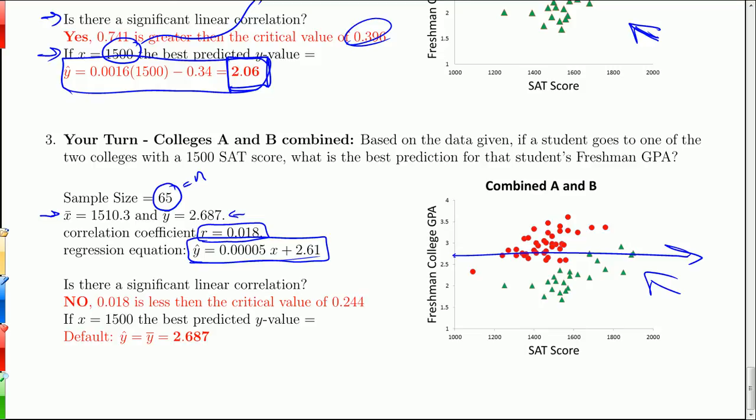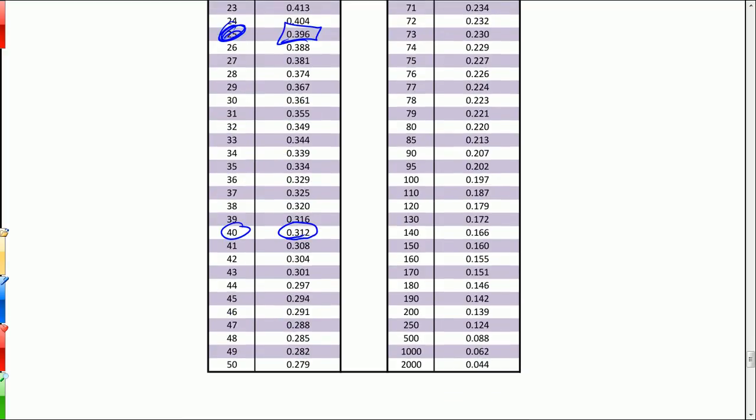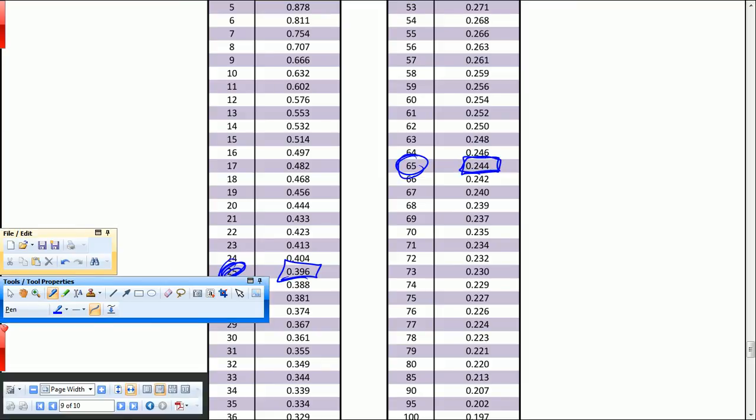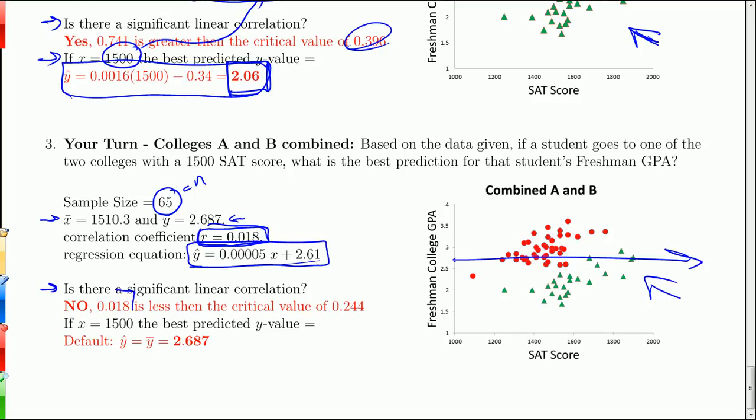Okay, so is there a significant linear correlation? Well, we have a coefficient of 0.018. There's 65 in our sample, so we go to Table 4. We go all the way, we're back up here, 65. So we have to beat 0.244, and we're not even close, right? We're at 0.018. That does not beat, that's smaller than 0.244. So there's not a significant linear correlation.